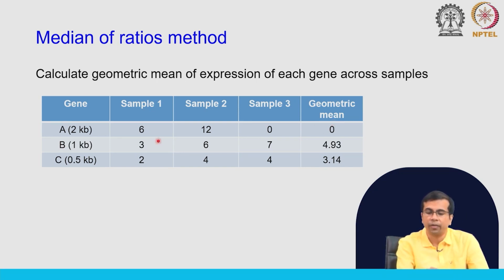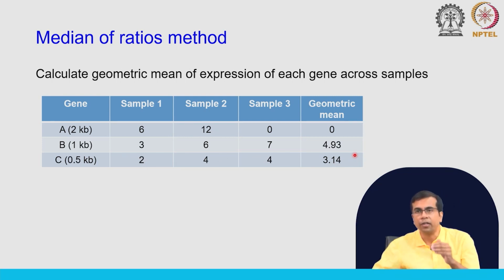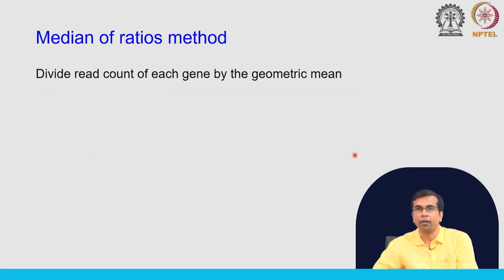For gene B, we have sample 1, sample 2, sample 3, we calculate the geometric mean. Again you know how to calculate geometric mean, you should be able to do this. For gene C, again we take these 3 values, we calculate the geometric mean, and you continue this, you do this for thousands of genes. If you have 10,000 genes, you do the same process for each of them. Once we have done this, the next step is to divide the read count of each gene by the geometric mean now.